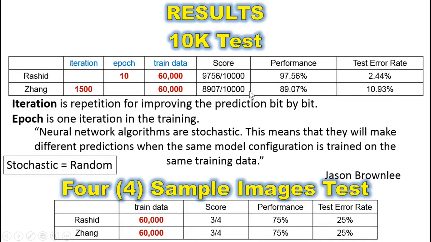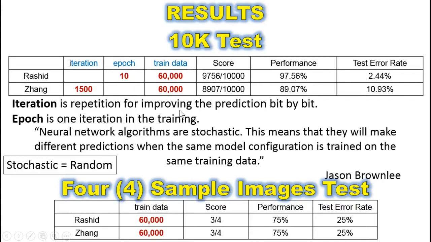On the other hand, the code of Zhang got a score of 8,907 correct predictions out of 10,000, and the performance is 89.07%, and test error rate is 10.93%. We cannot conclude which is the better code. However, we can improve or increase the performance and lower the test error rate of both the codes of Rashid and Zhang by increasing the amount of iteration, epoch, and trained data.